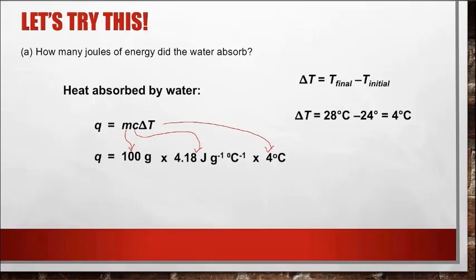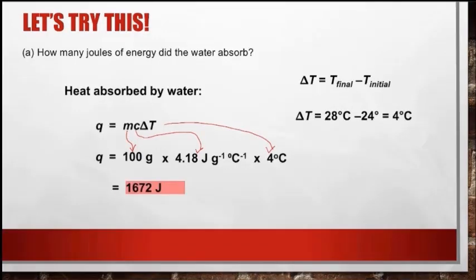Hence, delta T will be 4 degrees Celsius. Then, just multiply everything together and you'll get the final answer, which is 1672 joule. Keep in mind that the unit for heat energy is joule.